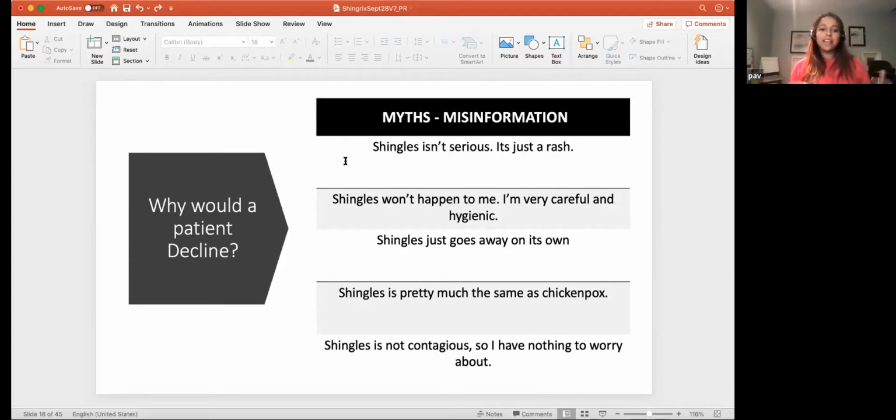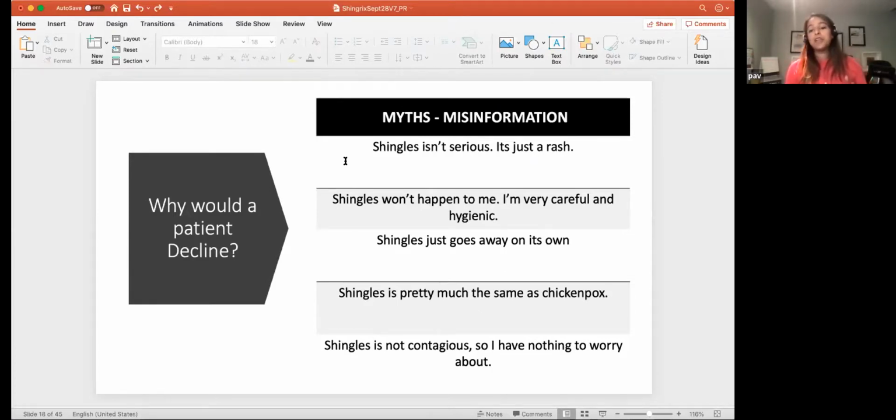A couple of the things that I've seen patients decline the shingles vaccine for is they've told me shingles is not serious, it's just a rash. As we all know, that's a pretty easy answer to give a little bit more information to, as it obviously has complications associated with it. It's very different than just a rash. The pain associated with it is highly unbearable, as well as the fact that it can lead to PHN, which can last for quite a while.